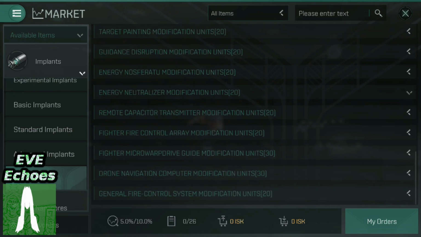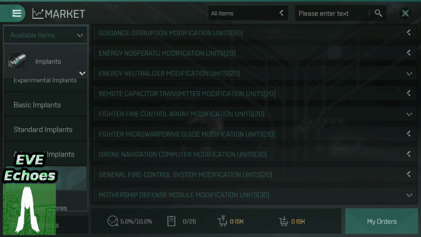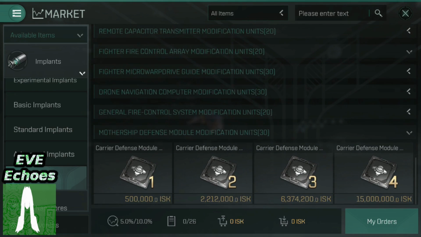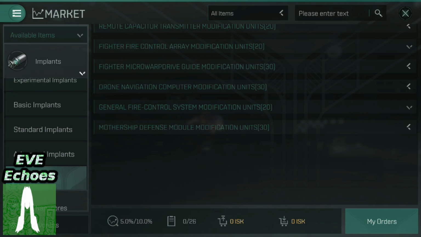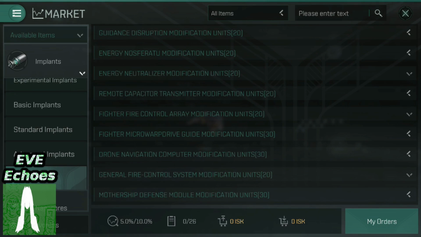I hope you haven't clicked away yet. Guidance disruption, energy Nosferatus, energy neutralizers, remote capacitor transmitter, fighter fire control array, fighter micro warp drive guide, drone navigation computer, general fire control system, and mothership defense module. Yeah, I needed to take a breather in there. There is a lot to get through, a lot.